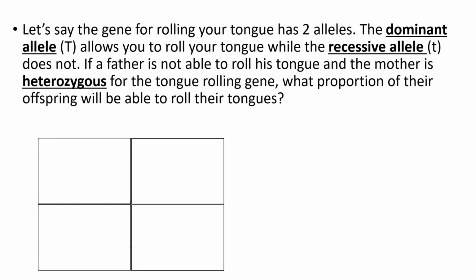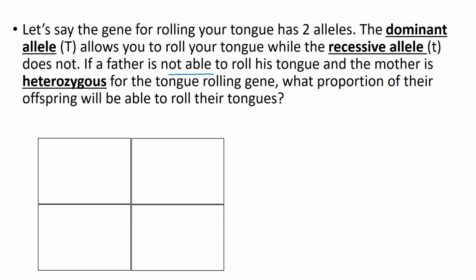Alrighty, so to understand Punnett squares a little bit more, let's go over an example. So in this example, we're looking at the gene for being able to roll your tongue. So let's say that it has two alleles. The dominant allele, represented by an uppercase T, allows you to roll your tongue, while the recessive allele, shown by a lowercase t, does not. So in this example, we're looking at a father who is not able to roll his tongue, and a mother who is heterozygous for the tongue rolling gene. So what proportion of the offspring will be able to roll their tongues? To find this out, we can use the Punnett square.